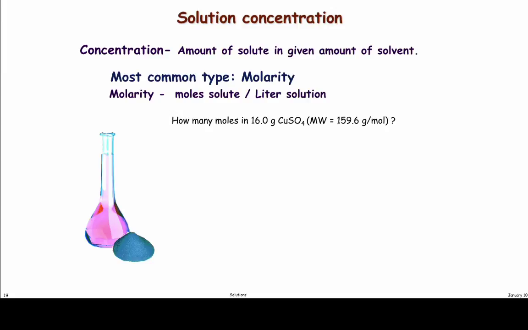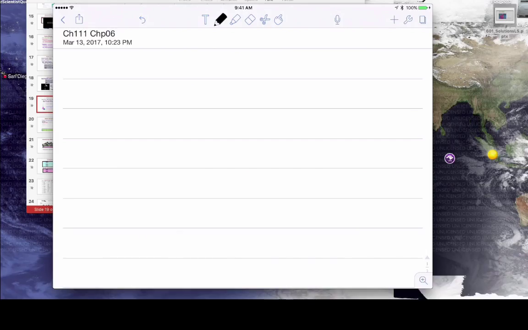Now in this example, we're going to calculate the concentration of 16 grams of copper sulfate, and the molar mass of copper sulfate is 159.6. So the way to do that is the following. If you have 16 grams of copper sulfate, and we know that the molar mass is 159.6 grams per mole, then we can do this.